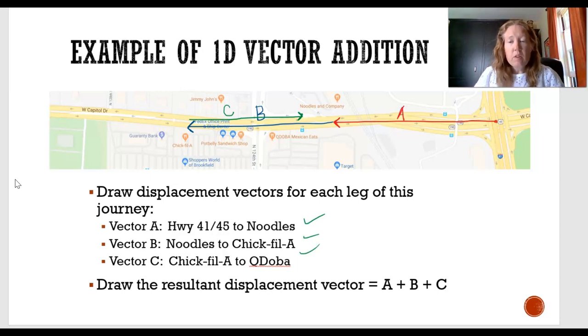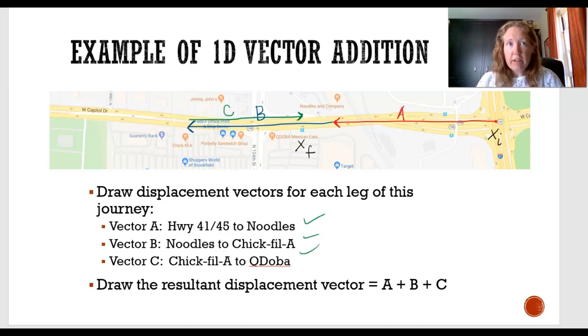Okay, then when you add vectors, what you're really saying is, what is your overall displacement from where you started at the very beginning to where you ended up at the very end of your journey? Okay, so for your journey of A, B, and C, what is your overall displacement? Okay, so if I switch colors again, really, here's my initial position. I'm going to call it XI, I guess. And then here's my final position. Qdoba is my final position here.